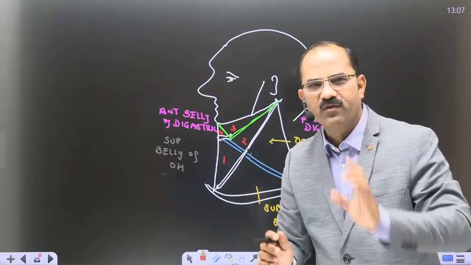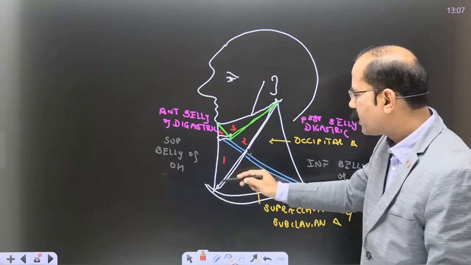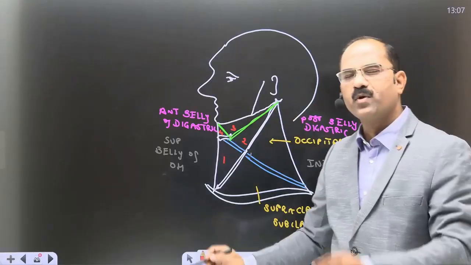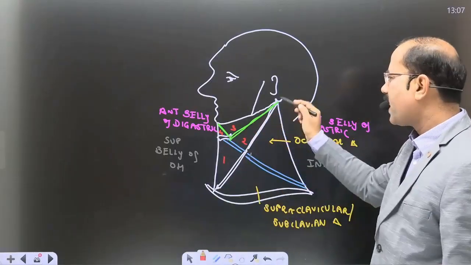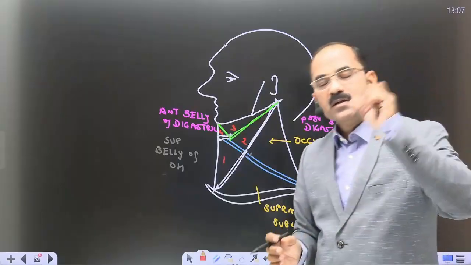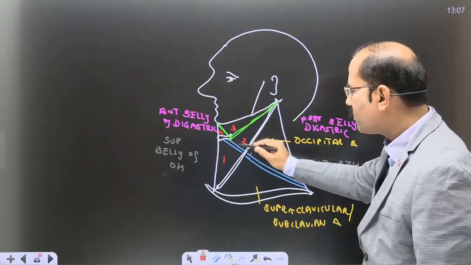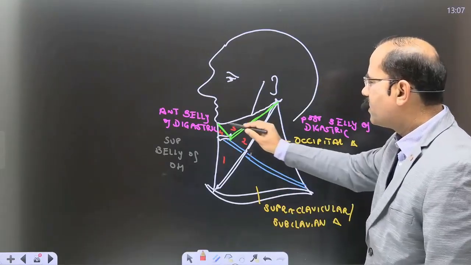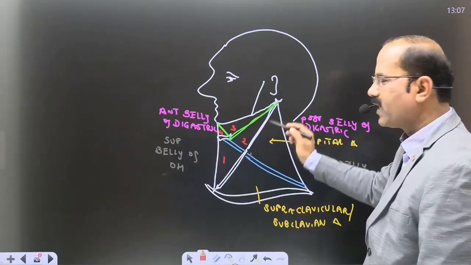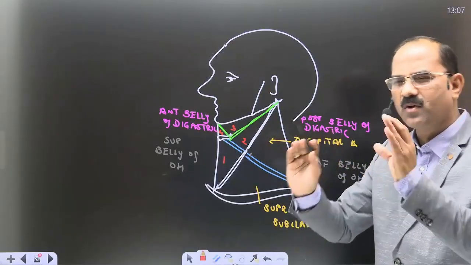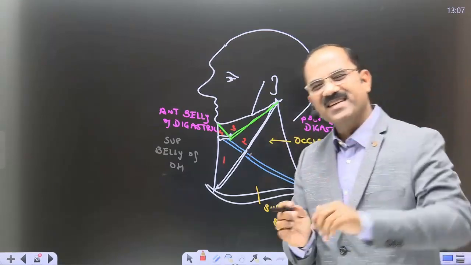What are the boundaries of the anterior triangle? The midline of the neck, the sternocleidomastoid, and the body of the mandible with an imaginary line drawn from the angle to the mastoid process. Now, this anterior triangle is further divided by the superior belly of omohyoid and the anterior and posterior belly of digastric into many small triangles. Right, let us understand this.